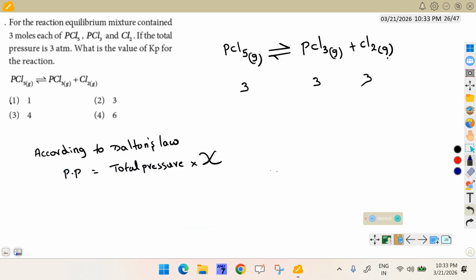For the reaction, the equilibrium mixture contained 3 moles each of PCl5, PCl3 and Cl2. If the total pressure is 3 atmosphere, what is the value of Kp? What is given? At equilibrium, 3 moles of each substance is present. Calculate Kp. Kp is equal to partial pressure of PCl3 into partial pressure of Cl2 by partial pressure of PCl5.